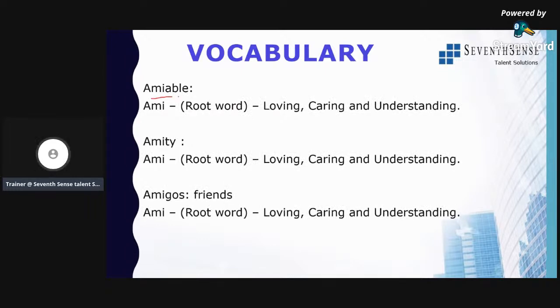The vocabulary. See one word, amiable. AMI is a root word, right? AMI indicates loving, caring, and understanding. This is the meaning for the root word AMI: loving, caring, and understanding. Able means ability. This is a suffix, right? A person who is capable of caring, who is able to love, who has the ability of understanding. This is how you have to understand the meaning of any word, right?